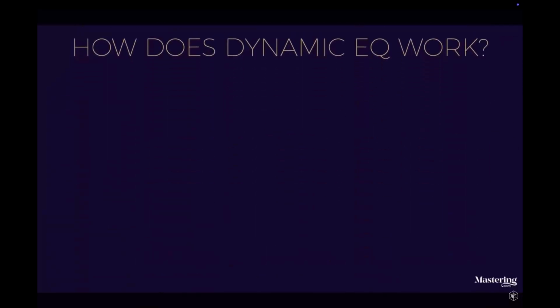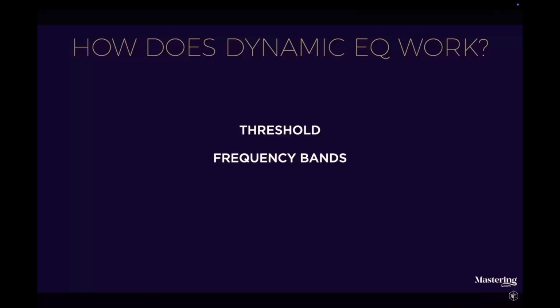Here's how it works. First off, you have your threshold. Like a compressor, dynamic EQ has a threshold setting. When the audio signal crosses this threshold, the dynamic EQ starts to apply EQ adjustments. Frequency bands. Dynamic EQ typically operates across multiple frequency bands, allowing you to target specific areas of the audio spectrum. Gain reduction. When the audio exceeds the threshold, dynamic EQ reduces or boosts the gain of selected frequencies, depending on the configured settings. This reduction or boost is applied dynamically based on the amplitude or volume of the audio signal.